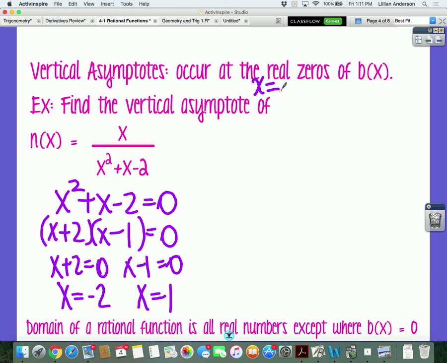Now the domain of a rational function, again, is all real numbers except where b of x equals 0. So if I asked you to find the domain of this, you all would tell me what? Raise hand. What would be the domain here? No, not quite. It's everywhere except where b of x equals 0. So we already know that the denominator equals 0 at negative 2 and positive 1. So, not 0 to infinity. Caleb? Negative infinity, comma 0, parentheses. Not quite. Brianna? Negative infinity to negative 2. Oh, yeah.